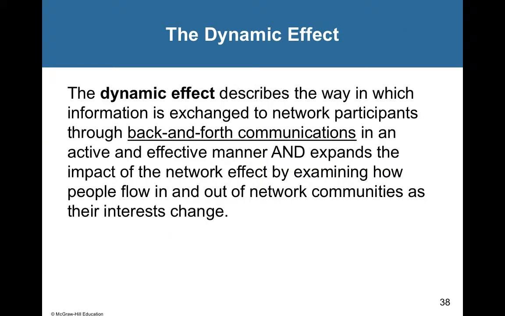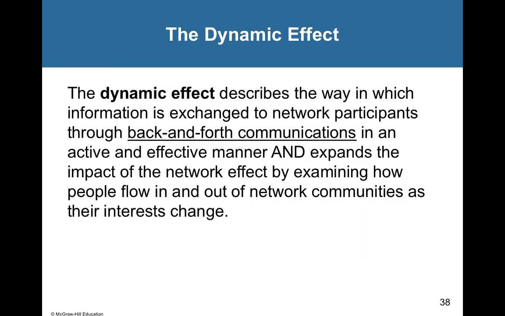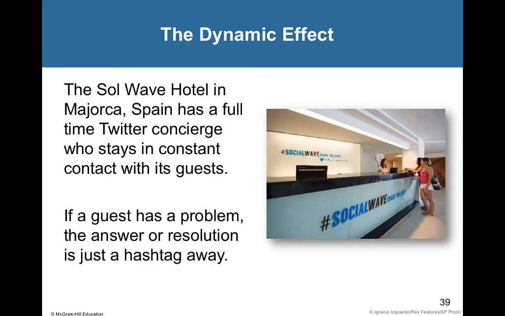We also have what we call the dynamic effect, and this just refers to the way in which information is exchanged to network participants through back and forth communications in an active and effective manner, and it expands the impact of the network effect by explaining and examining how people flow in and out of a network. So all that is to say, let me put this in English for you. This dynamic effect really is just talking about the back and forth communication between participants in a network.